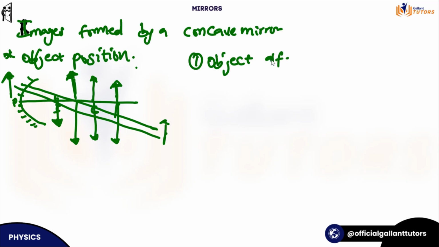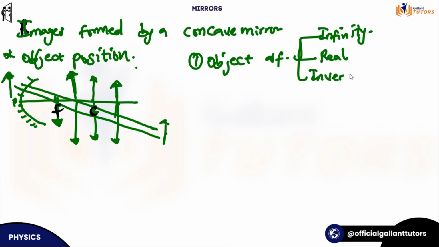Right? So object at F will form, that is at this point, let me use a black pen. So this is where F is, this is where C is. So object at F will form an image at infinity, right? Will form an image at what? Infinity. Also, it also forms a real image. It also forms an inverted image that is magnified too.